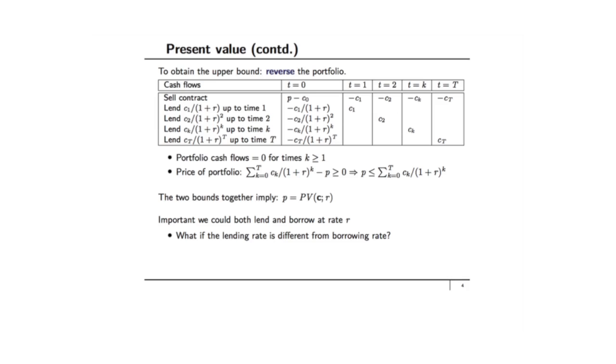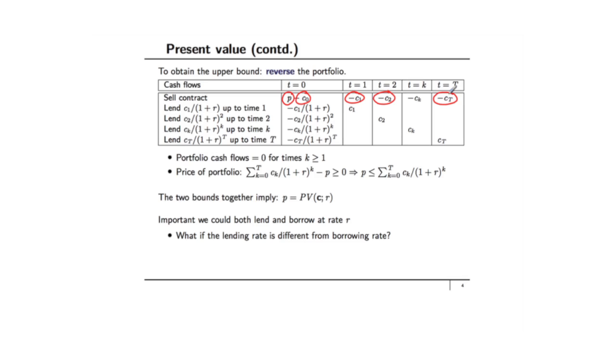In order to get an upper bound of the price, I'm going to reverse the portfolio. I'm going to sell the contract. And if I sell the contract, what happens? I receive an amount P at time t equal to 0, but now I'm responsible for the cash flows associated with the contract. I have to be paying the cash flows to the buyer. So I have to pay out C0, I have to pay out C1, C2, all the way up to minus CT. The negative is in front because now instead of receiving these cash flows, I have to pay them out.